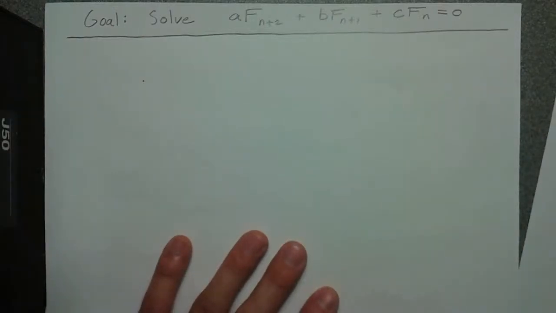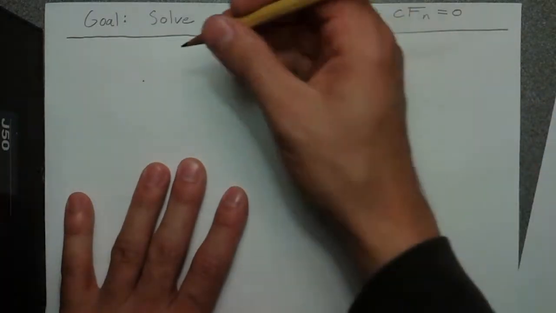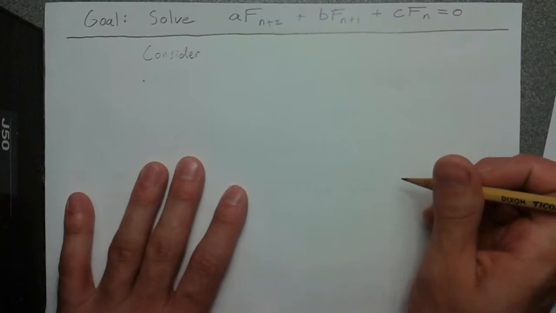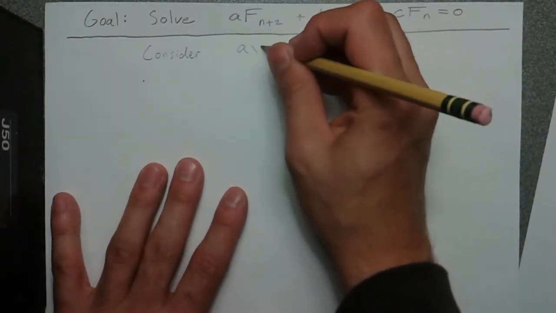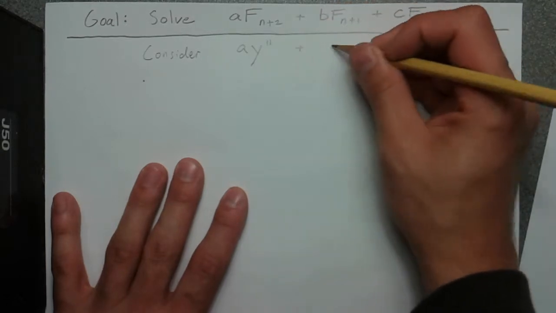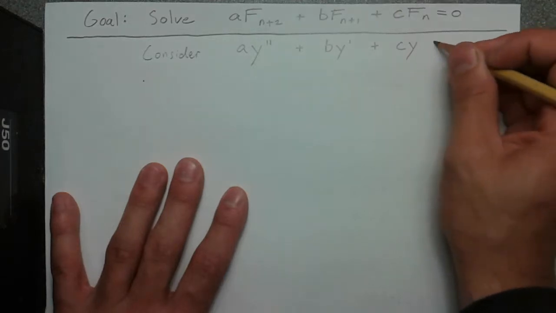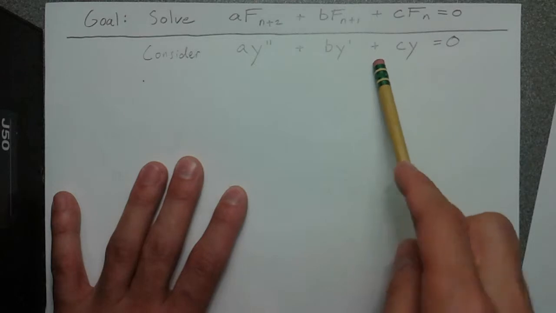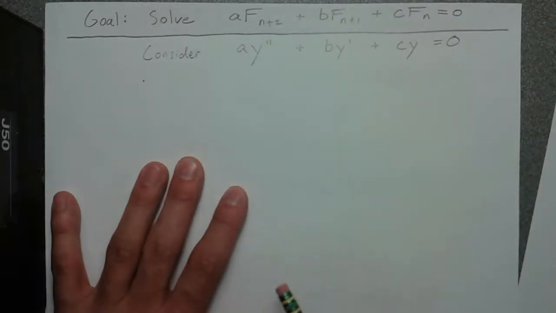Okay, so I'm going to show you a third method for solving this recurrence relation. What you can do is consider the similar differential equation, which looks like this: ay double prime plus by prime plus cy is equal to 0. And the idea is, if you know how to solve this one, you will be able to get from there back to here. If you can solve this one, you can solve this one.